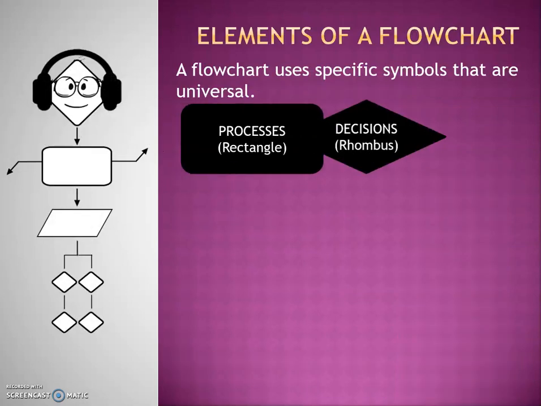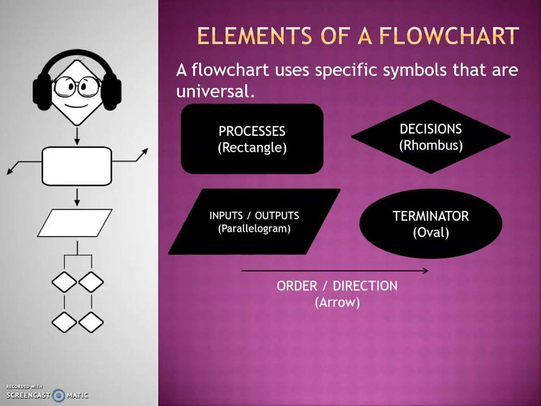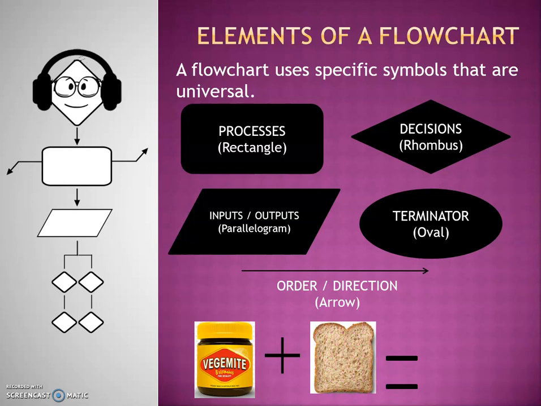A flowchart uses specific elements that are universal. That is, the same symbols are used for all flowcharts so that programmers and designers from all industries can understand them and follow the directions accurately. Here are some common shapes used in flowcharts. Each represents a different action.